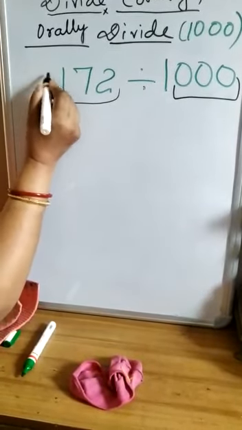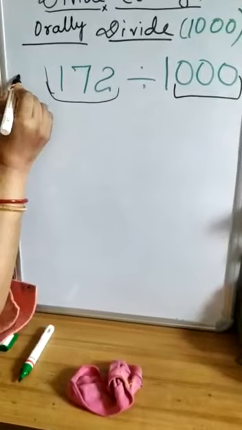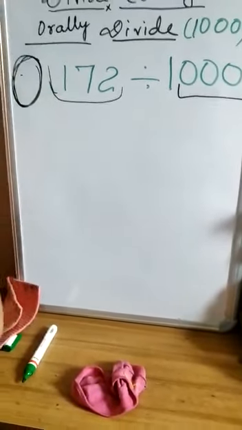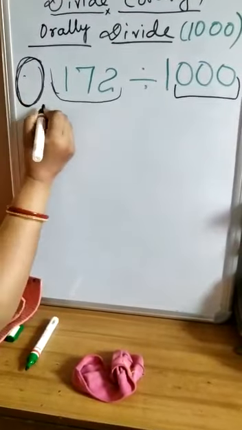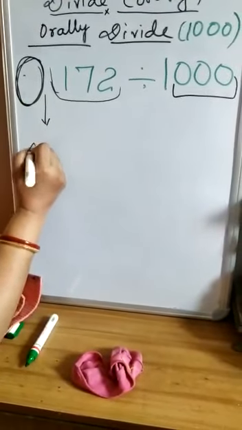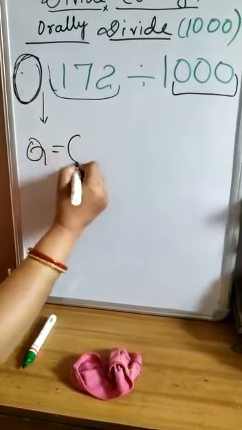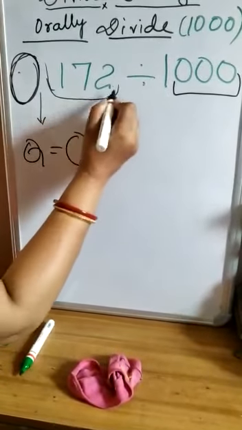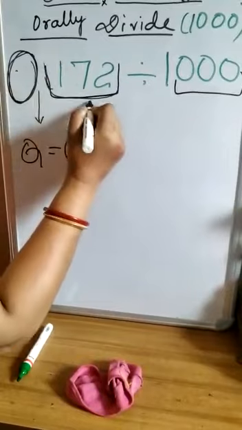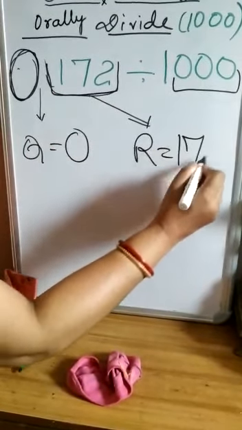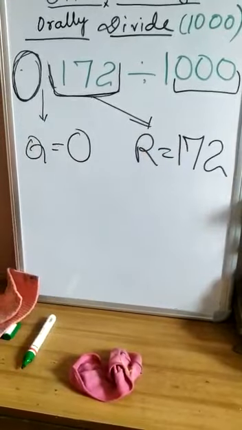Now here, nothing is there. This place is vacant. Something is absent. In that case, what will be the quotient? When the place is vacant, it means the quotient is 0. And the remainder is these removed 3 digits. Remainder is 172. Understood, children?